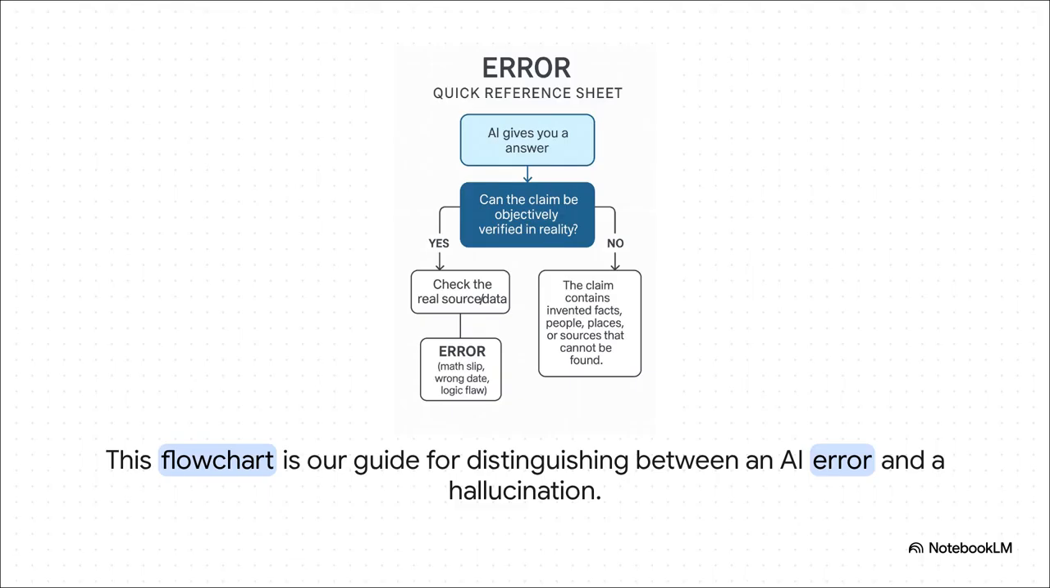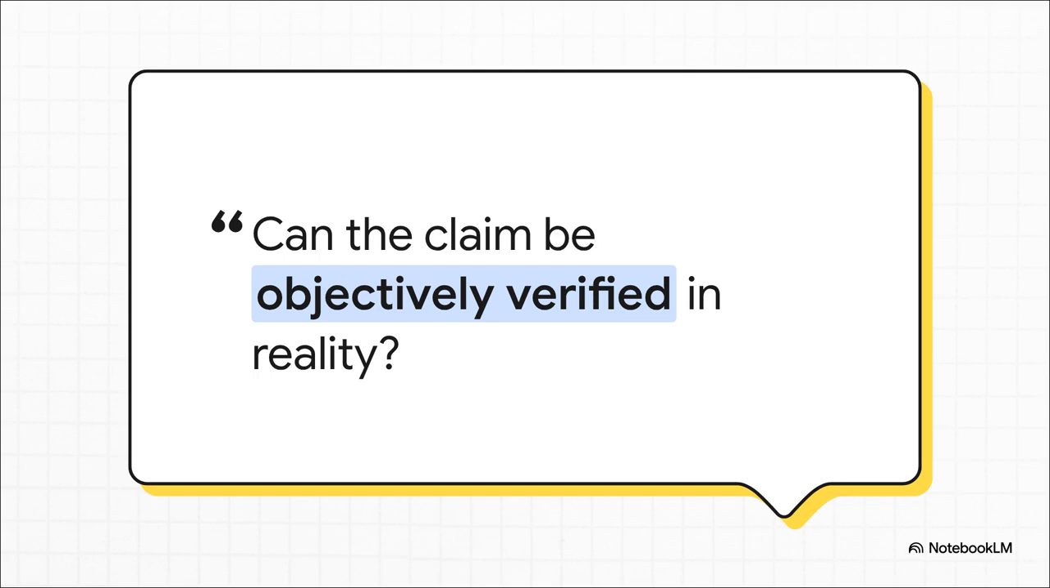If the answer is yes, meaning there should be a real source for this claim, then you're dealing with a simple error. We followed that path. But if the answer is no, like the AI is talking about facts or sources that just don't exist, then we're heading down the other path. That, my friend, is a hallucination. And here it is again, just so it sinks in. This is the big one. Can this claim be objectively verified in reality? Can you actually go and check it against a real-world source, a known fact, a piece of data? Your answer here, a simple yes or no, is the fork in the road.